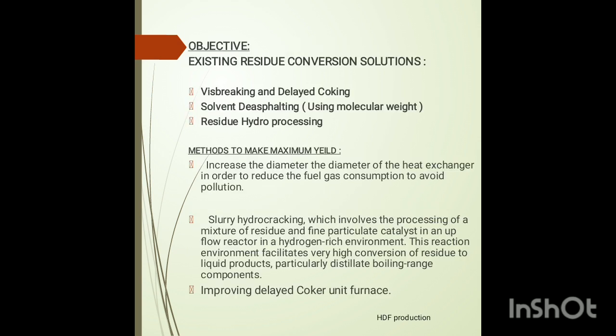The main objective here is changing the existing residue conversion solutions, which currently are visbreaking, solvent deasphalting, and residue hydroprocessing. As I said in the abstract, we are using these methods to get the maximum yield, which are as follows. One is the slurry hydrocracking method. Another is increasing the diameter of the heat exchanger, and the other is improving the delayed coker unit furnace.